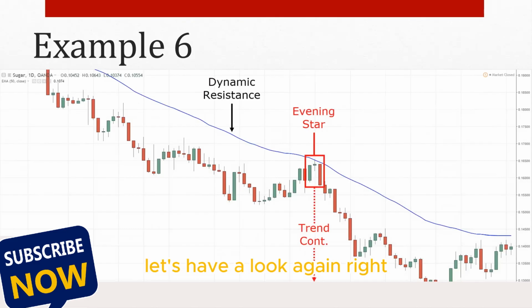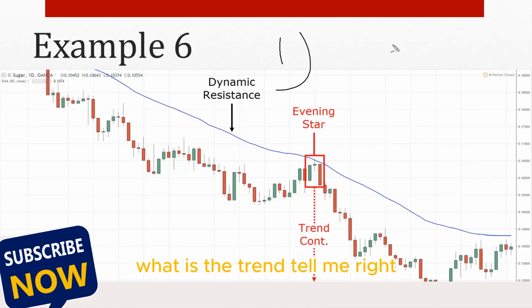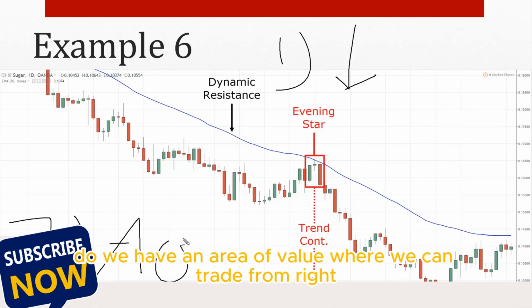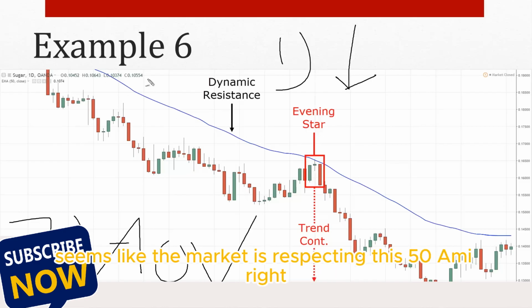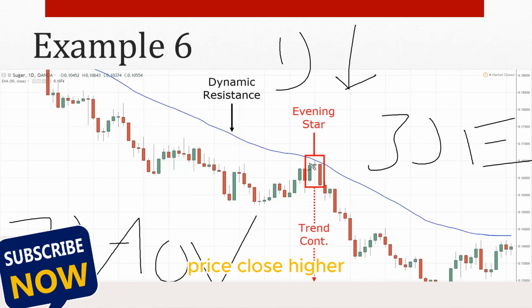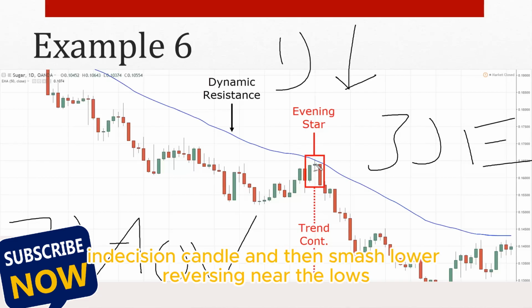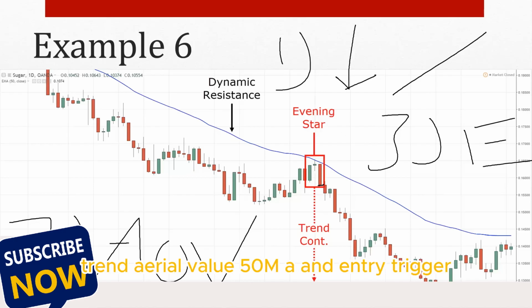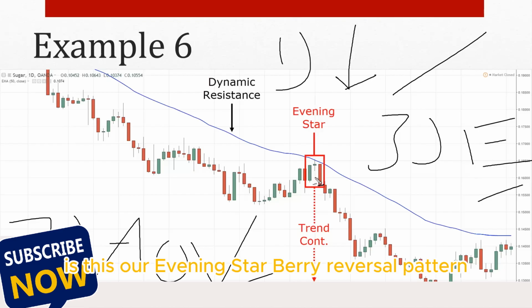Example 6, right? Let's have a look again. So, again, the framework, number 1: what is the trend? Tell me. The trend's down. Number 2, do we have an area of value where we can trade from? Seems like the market is respecting this 50 MA. And then, third thing, do we have a valid entry trigger to trade from? Oh yes, we have an evening star. Price closes higher, indecision candle, and then smashes lower, reversing near the lows. So now we have the trend, downtrend, area of value 50 MA, and entry trigger is this evening star bearish reversal pattern.